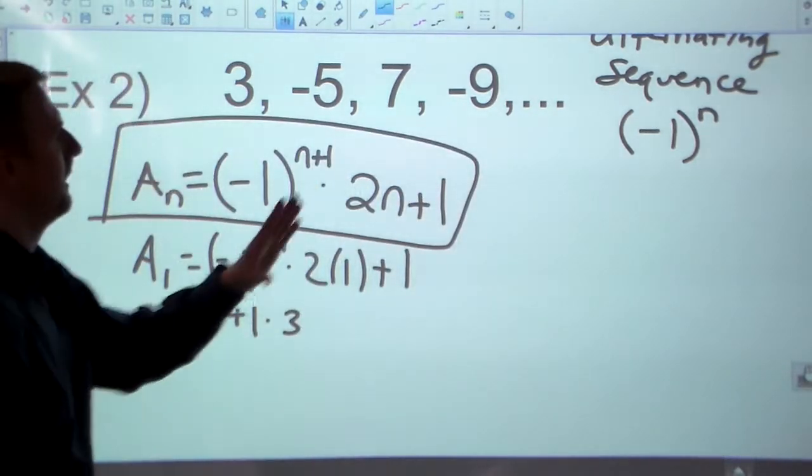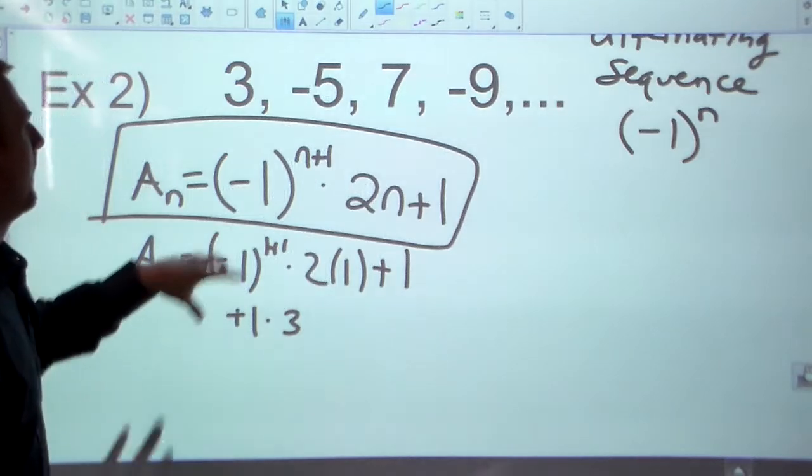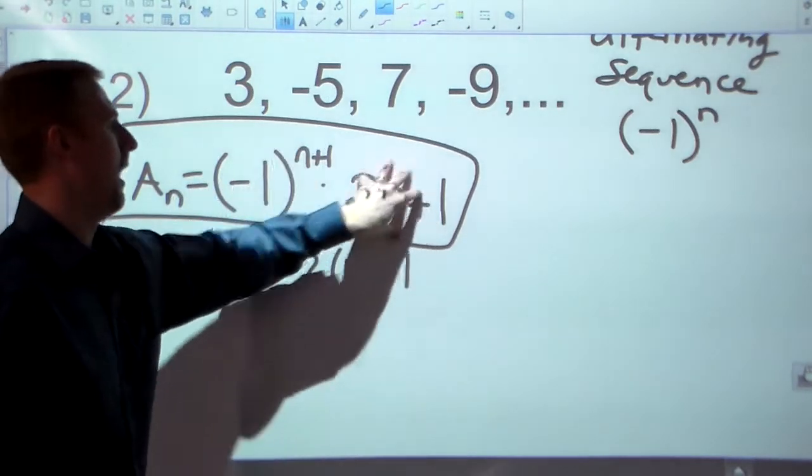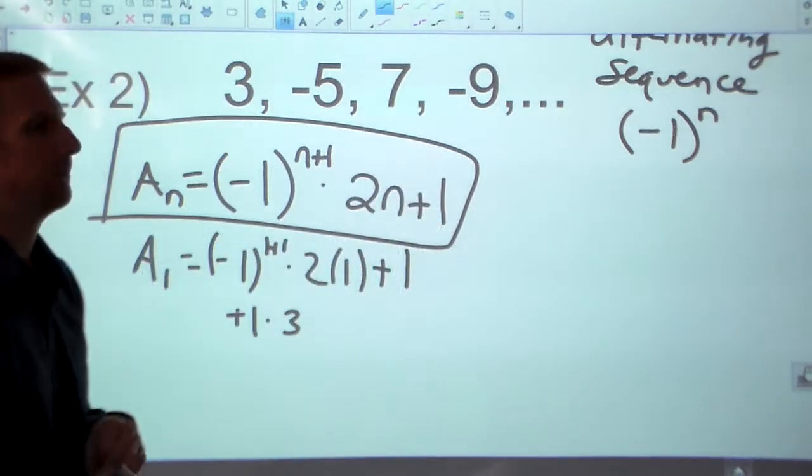So again, look for those key little details to begin with, and you'll start to get used to what those look like. Alternating sequences have this part, odd numbers, that's the definition of odd right there.